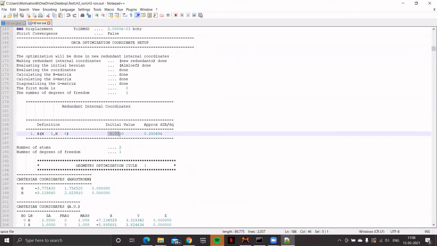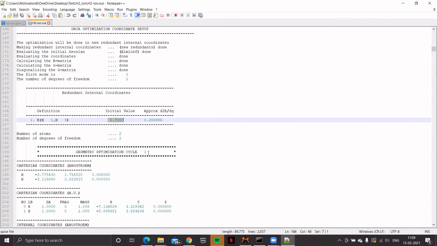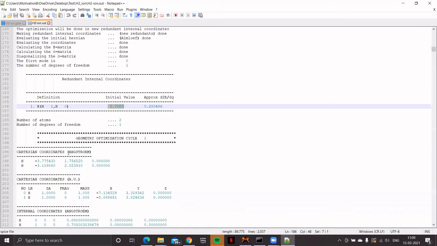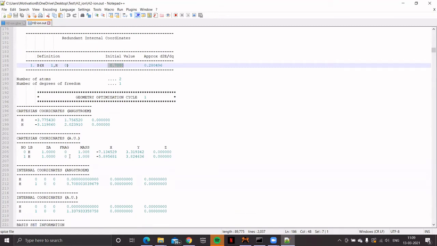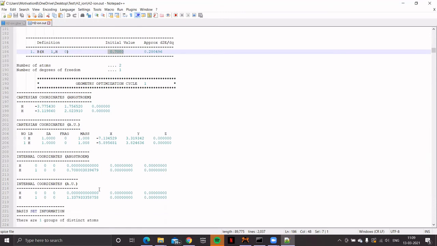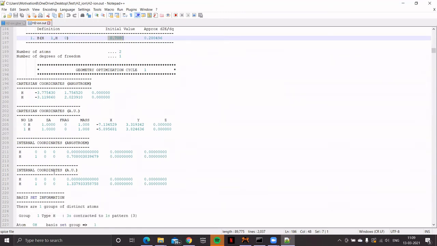So that's the starting value of the bond length. During the geometry optimization, this bond length will change. You will see that right now the value is 0.708. Then they convert this. They have written again the coordinates in the form of Cartesian coordinates, x, y, z. And using this also, if you check the bond length, you'll get this value only. They convert that Cartesian coordinate into internal coordinate. So you can see that the internal coordinate is 0.708, and they have extended the decimal places. Again, the same internal coordinate.